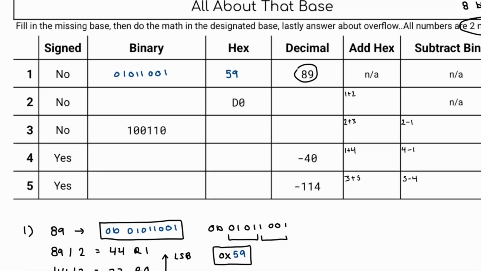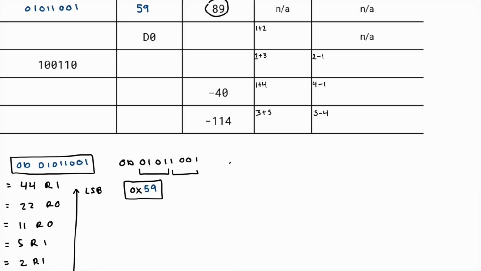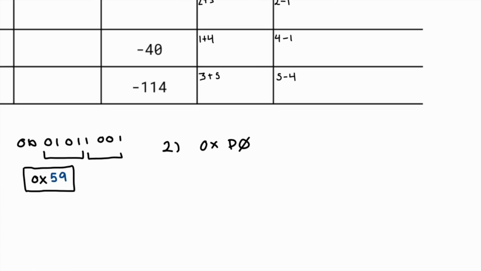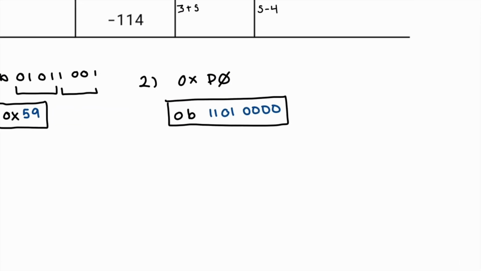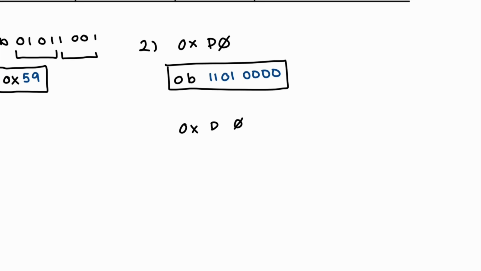Row 2 gives us the hex number D0. Let's convert this to binary. We know that 0xD0 is equivalent to 0b1101 0000. I'll be converting it from the hexadecimal number just because it's simpler this way. We can convert it when we understand our places. So we know that this is the ones place and then this is the sixteens place.